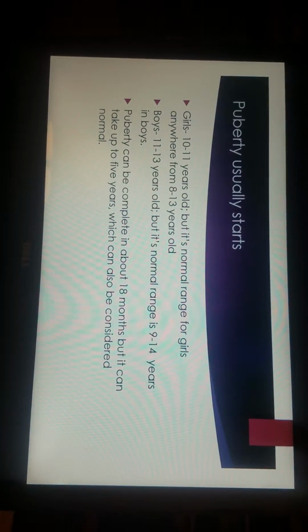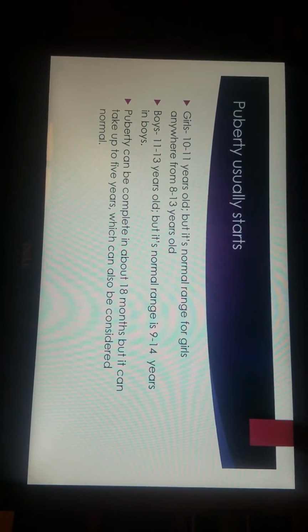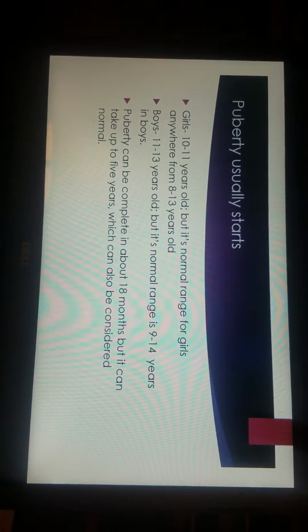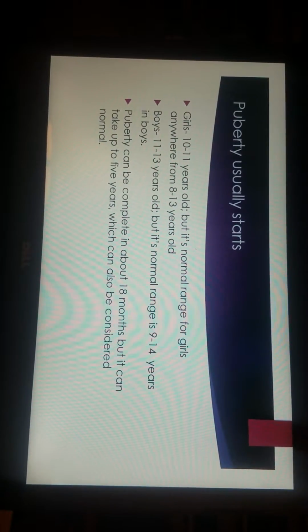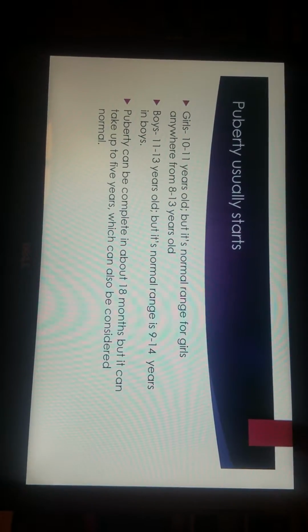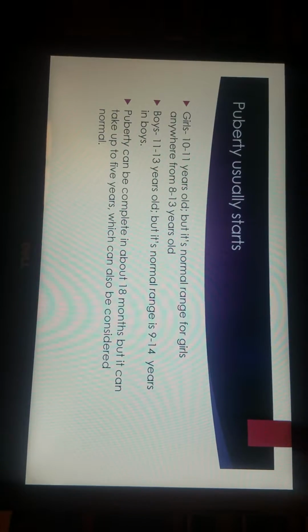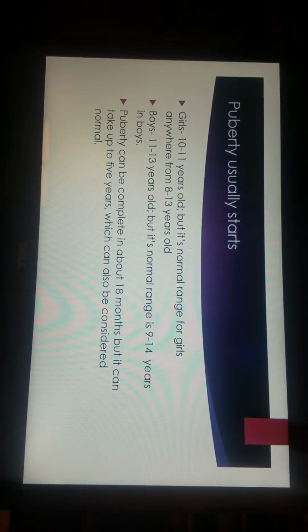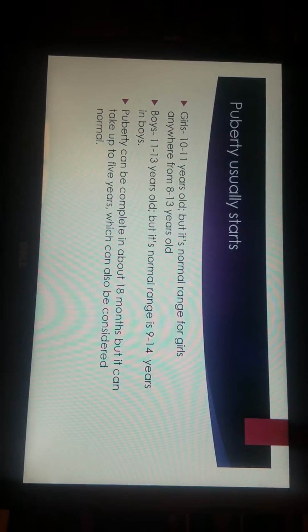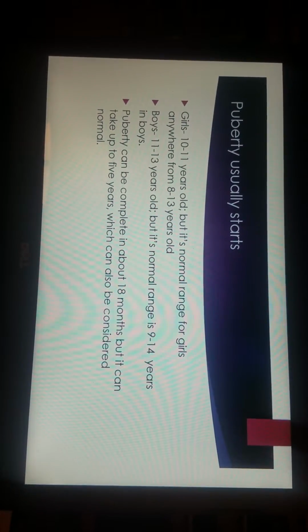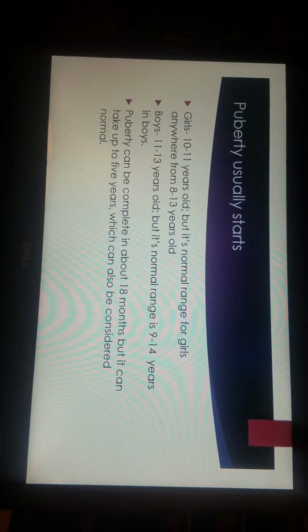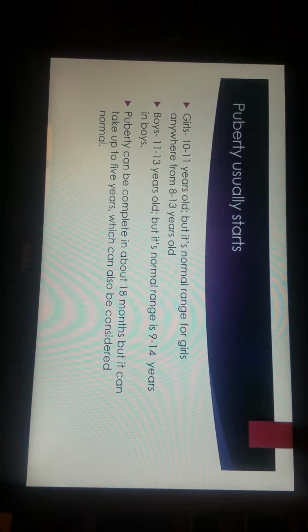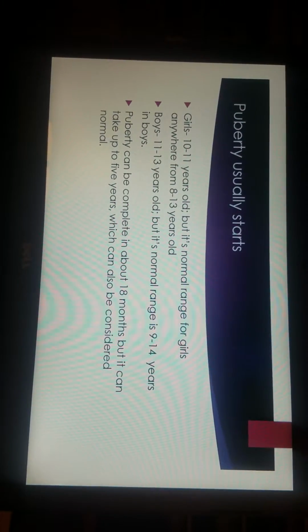Puberty usually starts with girls between 10 and 11 years old. It is not abnormal, though, for girls to start anywhere from 8 to 13 years old. Boys are usually 11 to 13 years old, but again, it's not abnormal for the range to begin around 9 to 14 years old. Puberty can be complete in about 18 months, but it can take up to 5 years, which is also considered to be a normal range.